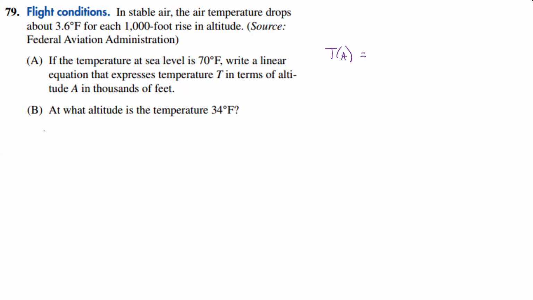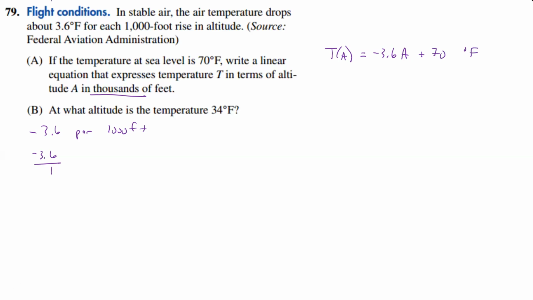So basically, we're going to have a 3.6 degrees decrease per 1,000 feet. So this says in thousands of feet. So that's really going to give us a minus 3.6 per one, because that's one basically after you convert it to thousands of feet. And so that's going to be our slope, minus 3.6, and that's going to be A. And at that first temperature at sea level, it's 70. So that means we're going to have plus 70. And this will be degrees Fahrenheit.